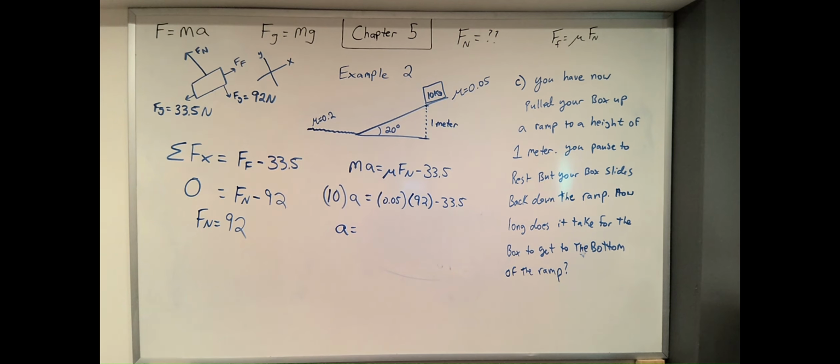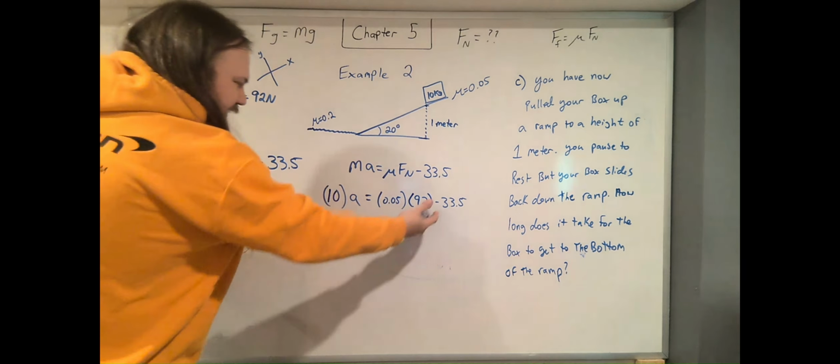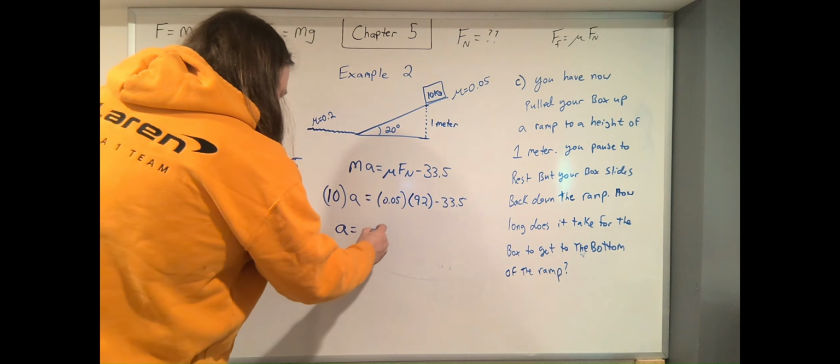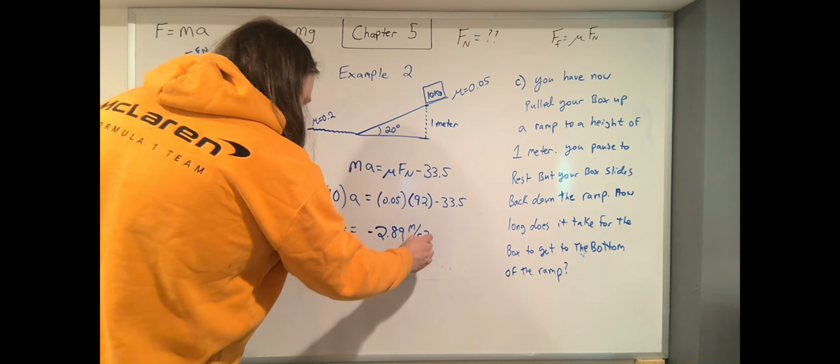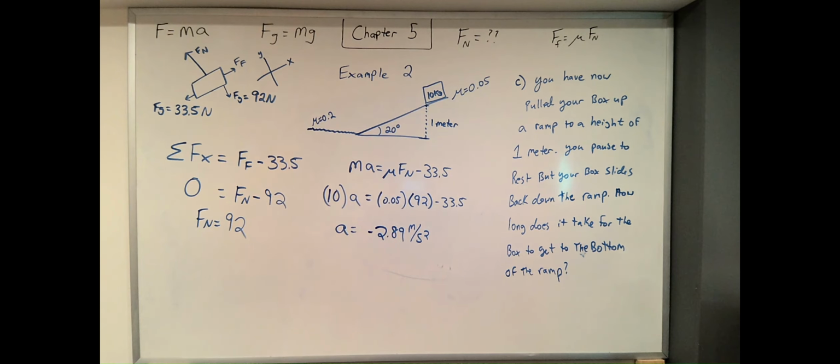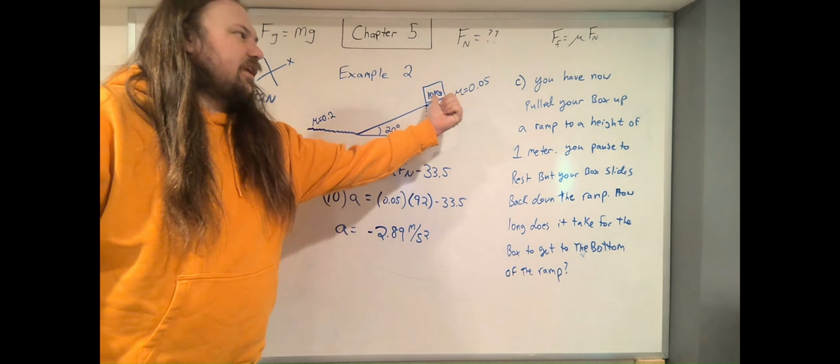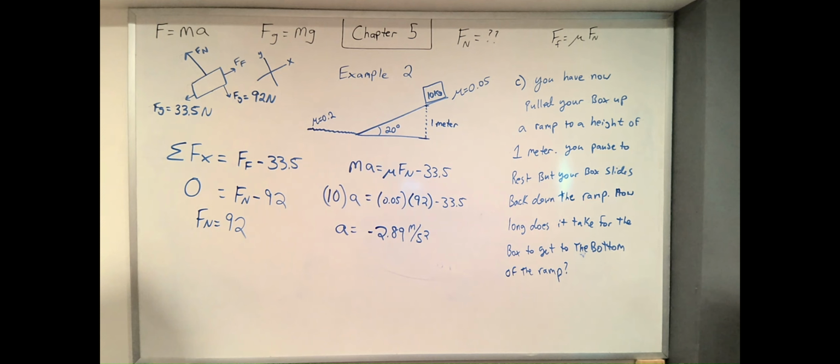Okay, so I take my calculator and I'm going to start punching in 0.05 times 92 minus 33.5, and I get a negative number. I get a negative 28.9. That needs to be divided by 10. We'll bring the 10 to the other side. Overall, we get a negative 2.89. And that's our acceleration. It's a negative acceleration. That should make sense, because it's traveling in the negative x direction, right? It's falling back in the negative x direction. Negative 2.89.